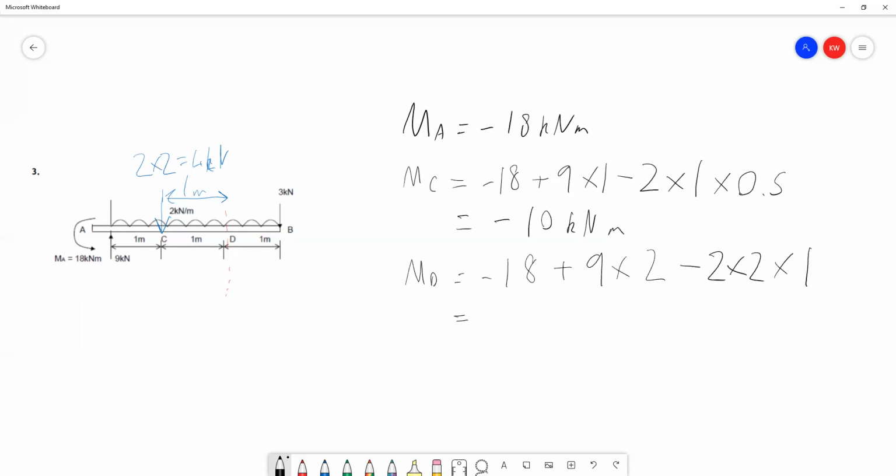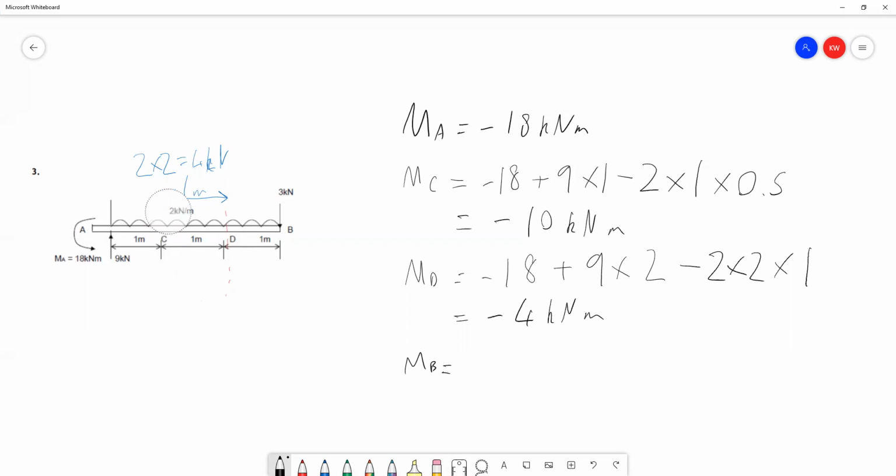So if we look at our numbers again, add them all up, we've got minus 18, this time it's going to be plus 18. That's going to cancel out, and that's going to leave us as minus 2 times 2 times 1, which is minus 4 kilonewton meters. And lastly, we have our moment at point B to consider.